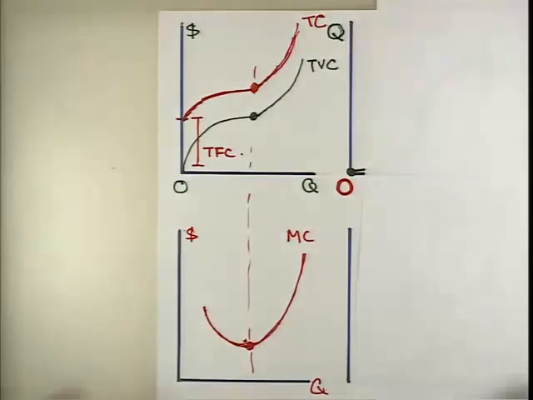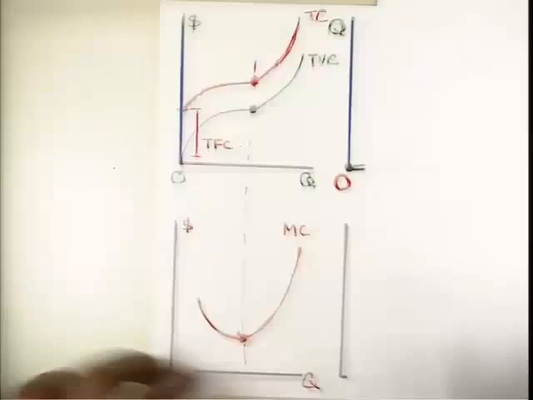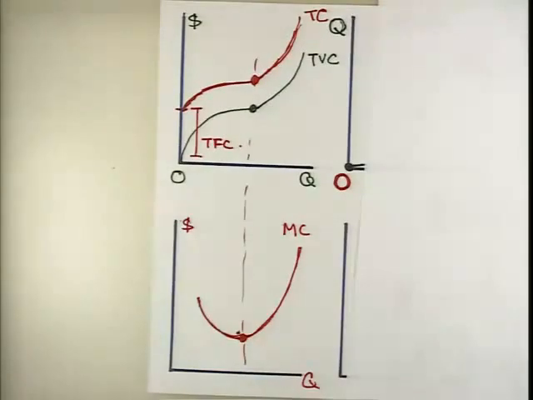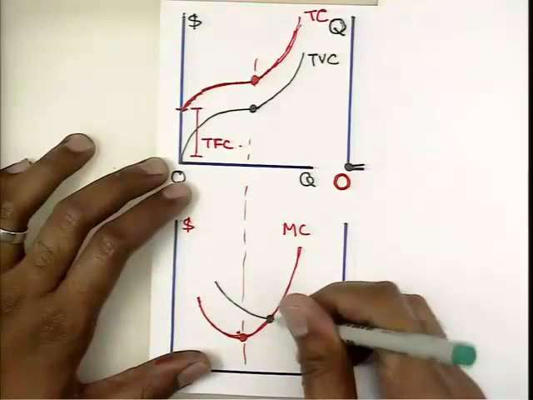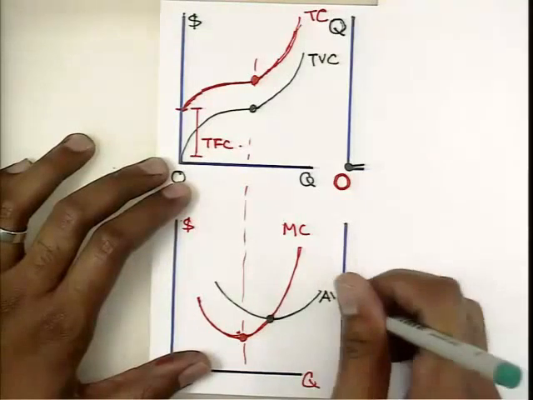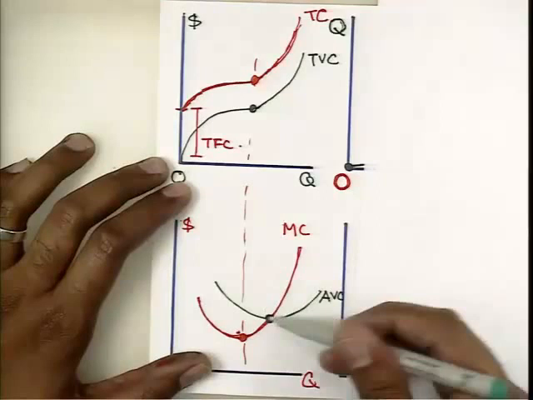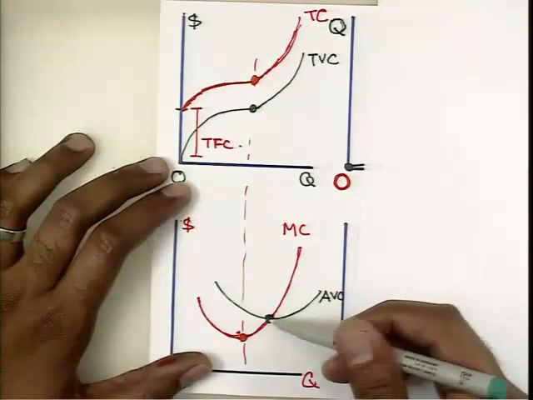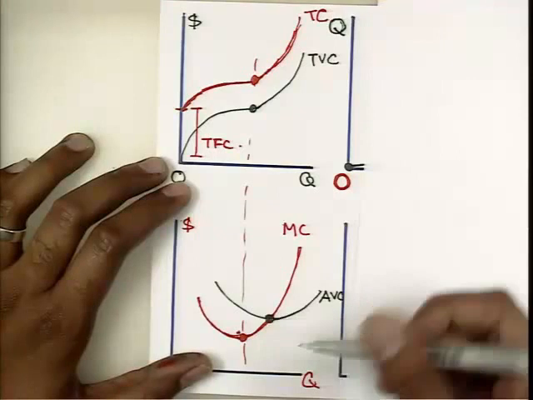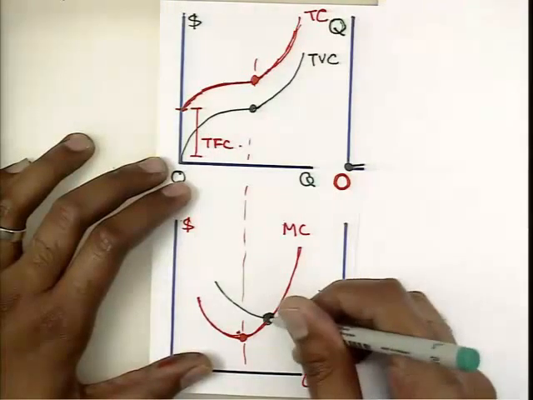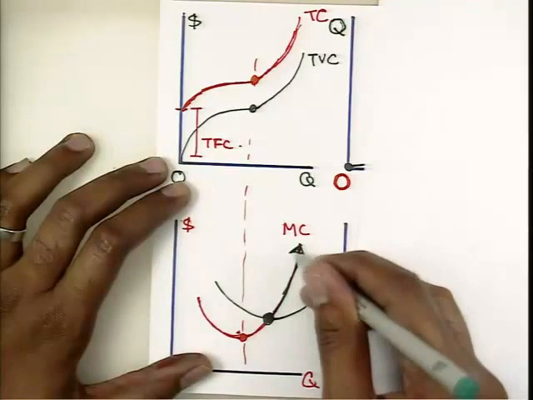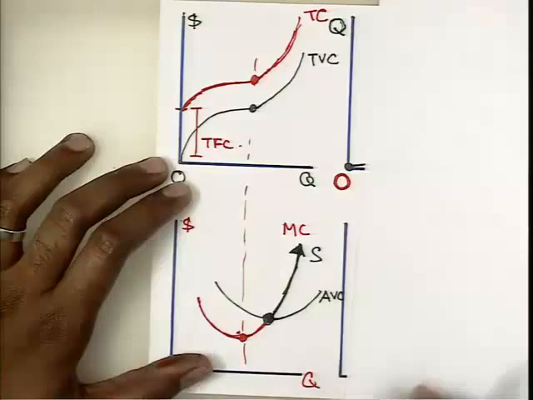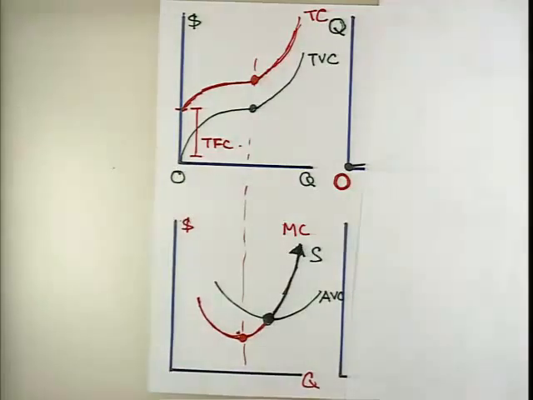From your tutorial questions, all marginal cost is the slope of the total cost curve. Marginal cost is U-shaped or J-shaped. Average variable cost, average total cost is also U-shaped. You just need to make sure that it turns at its minimum. The marginal cost curve above the average variable cost curve is the firm's supply curve in perfect competition.